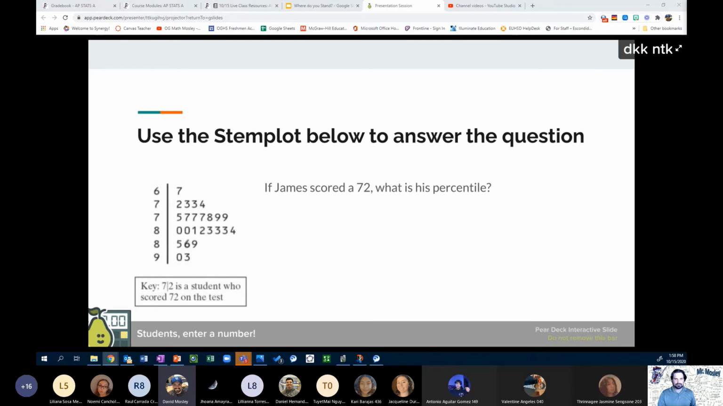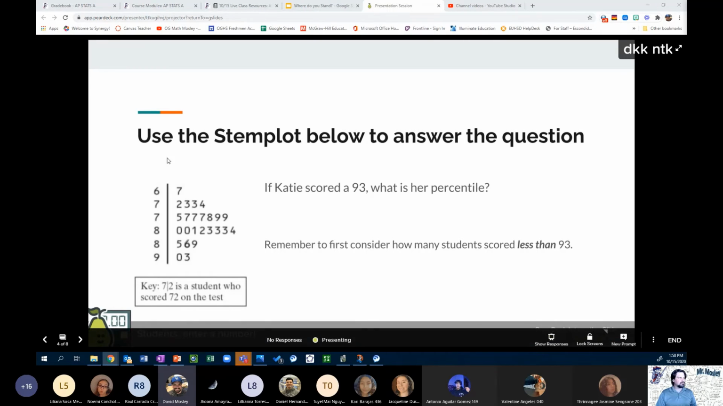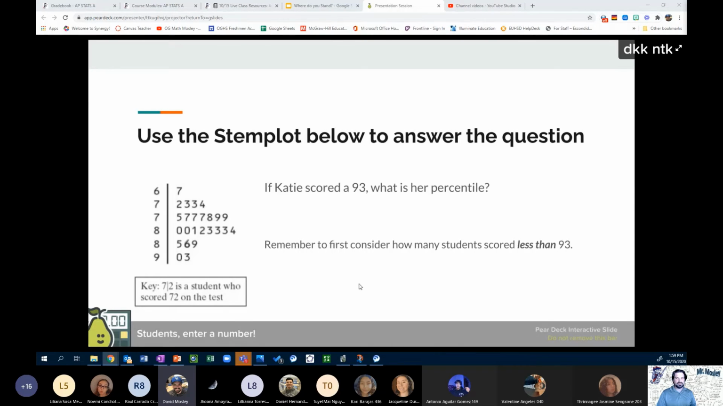Let's try another one. This next one, we have another student, Katie. She scored a 93. What is her percentile? Once again, remember to first consider how many students scored less than 93. Count up how many students got less than 93, divide that by 25, and convert to a percent.